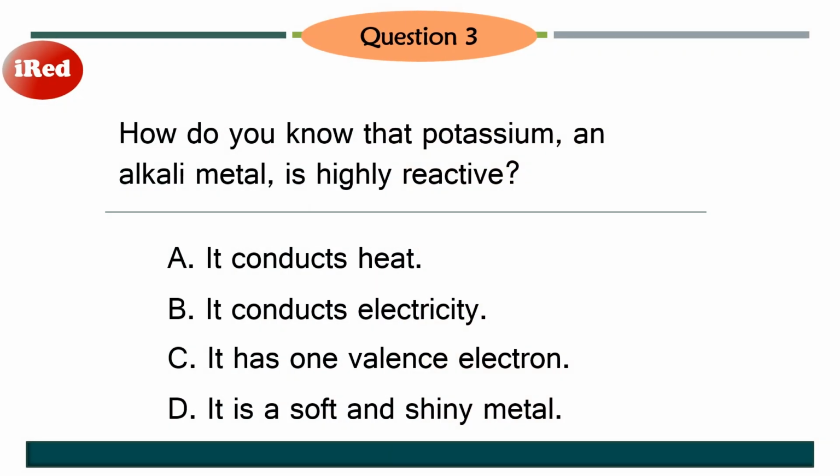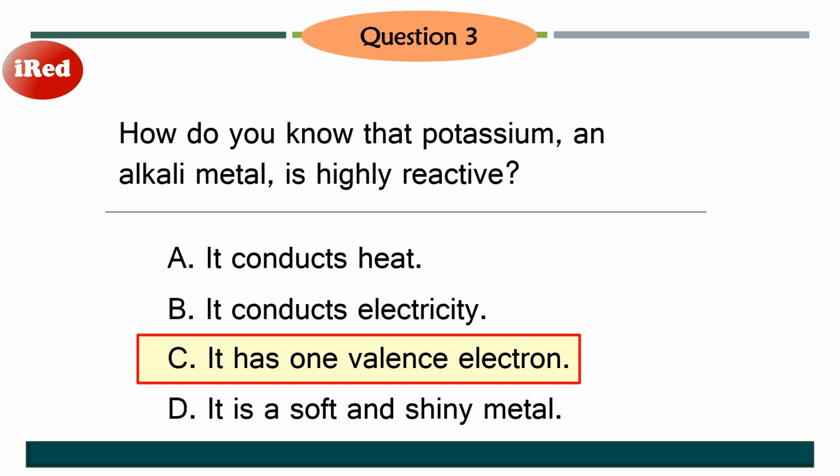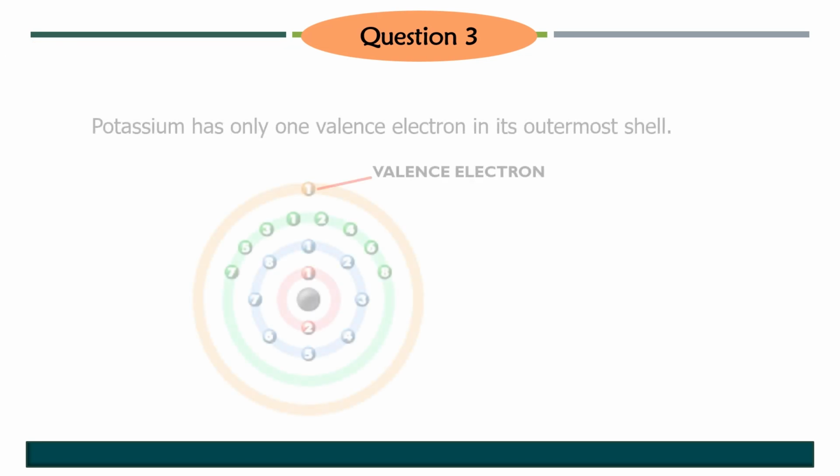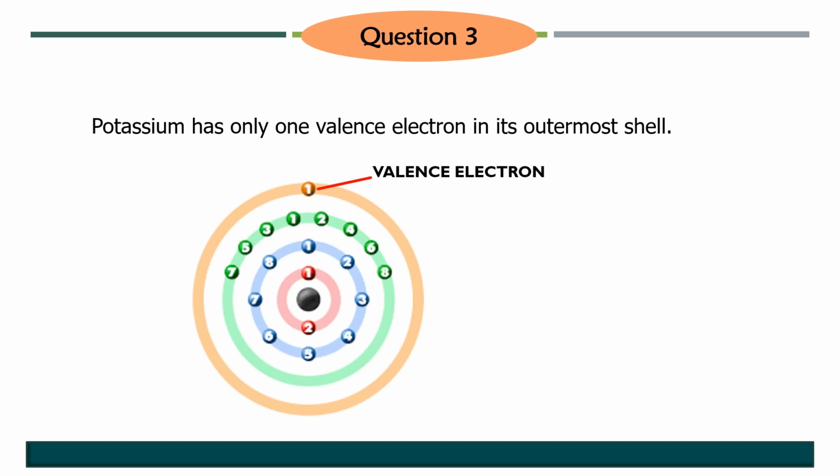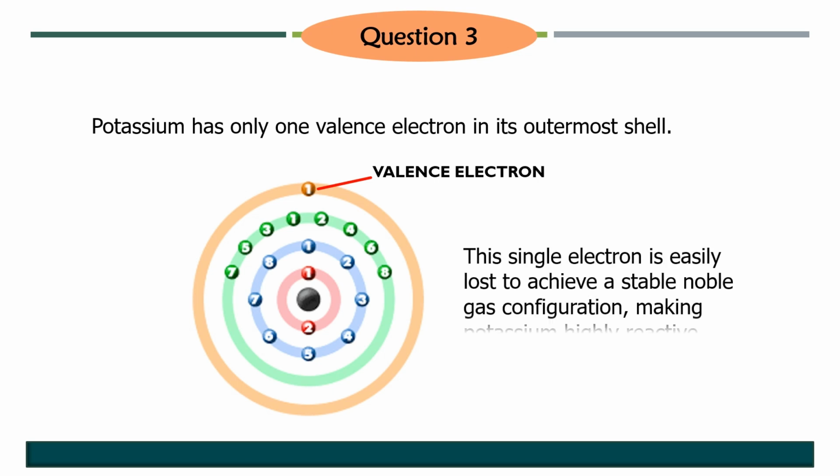How do you know that potassium, an alkali metal, is highly reactive? The correct answer is letter C. It has one valence electron. Potassium has only one valence electron in its outermost shell. This single electron is easily lost to achieve a stable noble gas configuration, making potassium highly reactive.